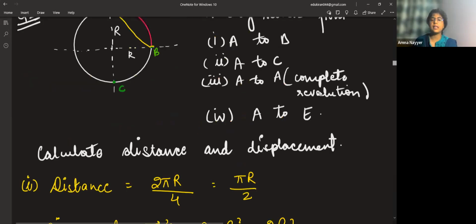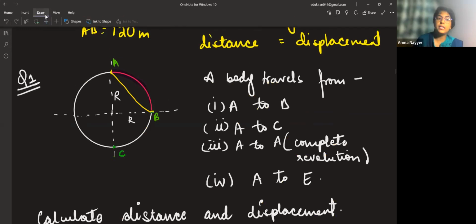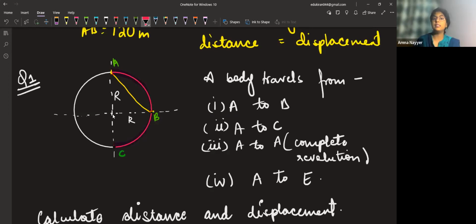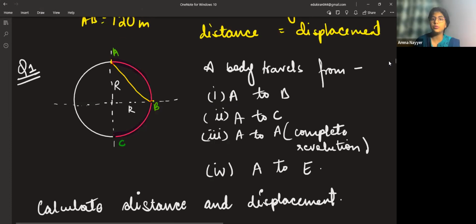Now coming to the second part. The second part says from A to C. It means this was already here. From A point, it covered B, then from B it covered this and came back to C point. This path is now covered in the second part from A to C.